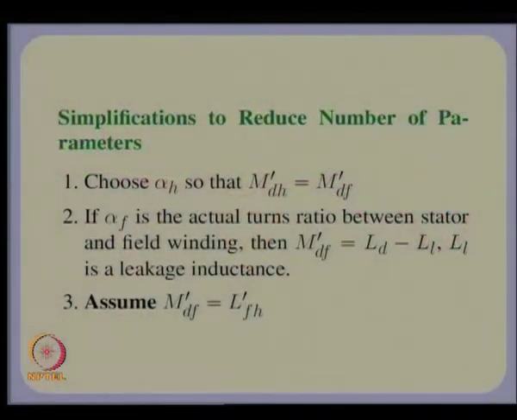So psi f dash is going to give you the referred field winding flux, and alpha f is the turns ratio, we will use it as the turns ratio. Alpha h is something we choose so that we make the two mutual inductances equal. So alpha h need not be the original turns ratio between the damper winding and the stator winding. This is something we should remember: alpha h is chosen by us.